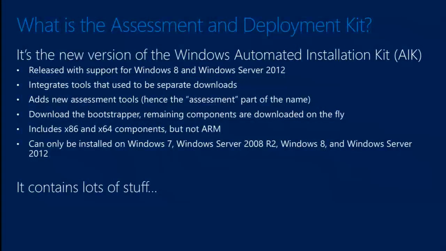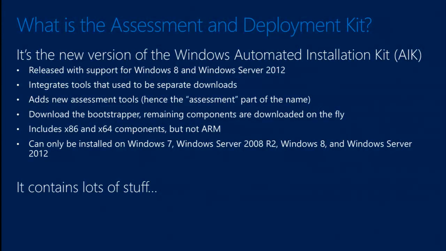So first, we should talk a little bit about what the ADK is. It is the new version of the Windows Automated Installation Kit. It was released with Windows 8 and Server 2012. Things that used to be available as separate downloads are included within this kit. When you download it, you just download a little stub installer, and based on the components that you choose, it downloads the rest of the pieces on the fly. They put a lot of work into the assessment side of it, so that's where the A in the assessment kit comes from. Those assessments, as we talked about earlier in the week, are really focused more on the OEMs, but that doesn't mean you couldn't use them as well.